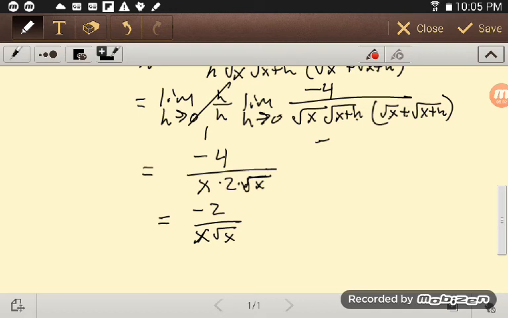Now I could also write it as minus 2 over x to the 3 halves, or I could write it as minus 2x to the negative 3 halves. Any of those are fine. They get us the answer. But there is our derivative. A lot more algebraic work on number 24, but we can still get it done there.